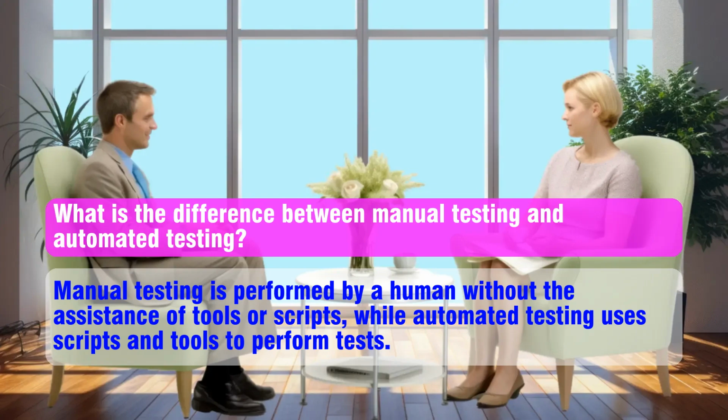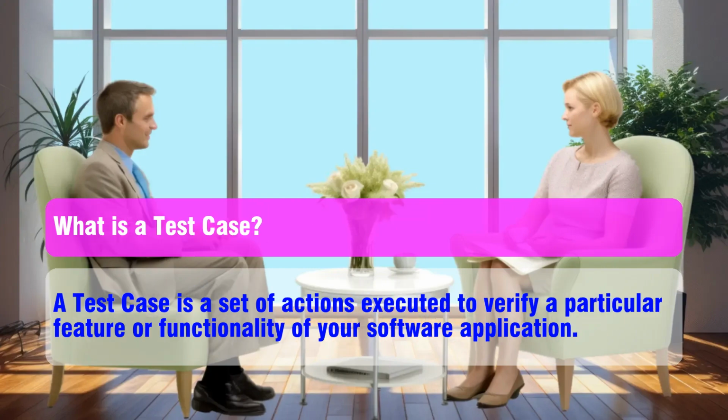What is the difference between manual testing and automated testing? Manual testing is performed by a human without the assistance of tools or scripts, while automated testing uses scripts and tools to perform tests. What is a test case? A test case is a set of actions executed to verify a particular feature or functionality of your software application.